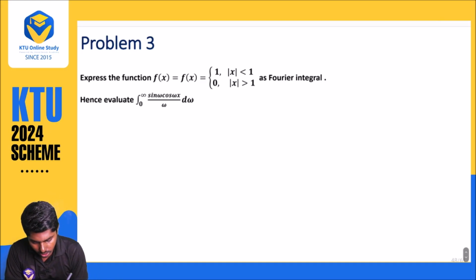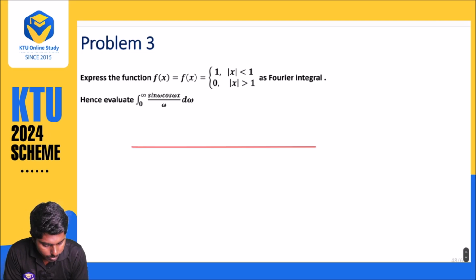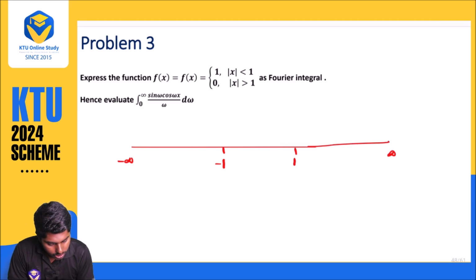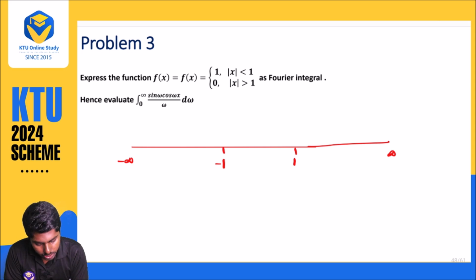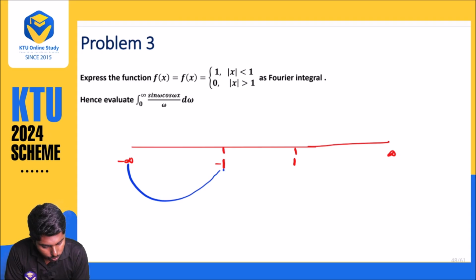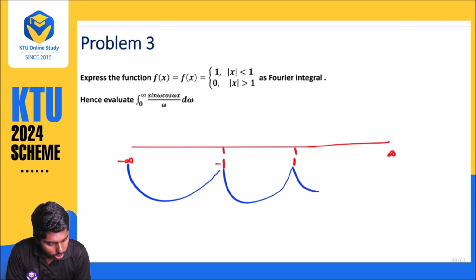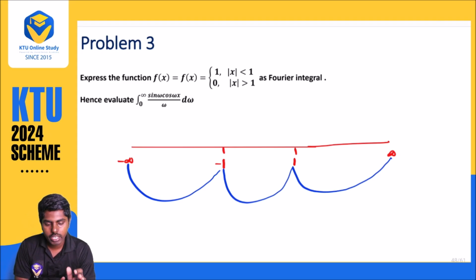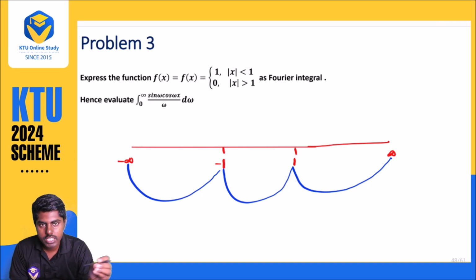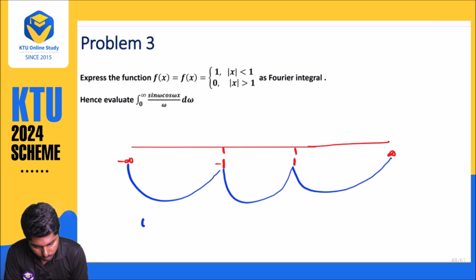According to our limit, what is the limit they have mentioned? We know minus infinity to minus 1, minus 1 to 1, and 1 to infinity. But if you observe the intervals, nowhere have they mentioned the case where x is equal to 1. So we want to identify that.